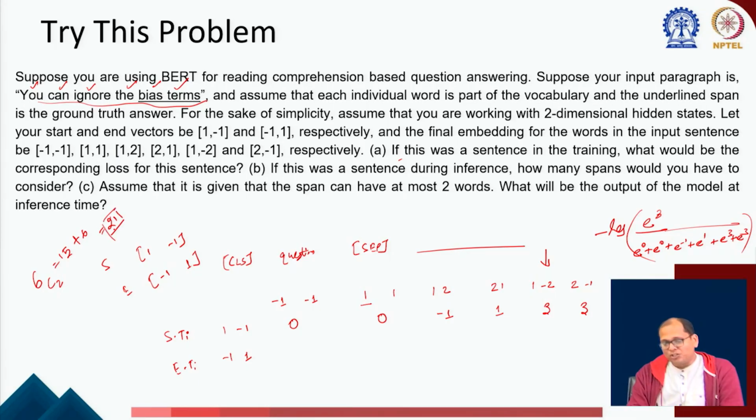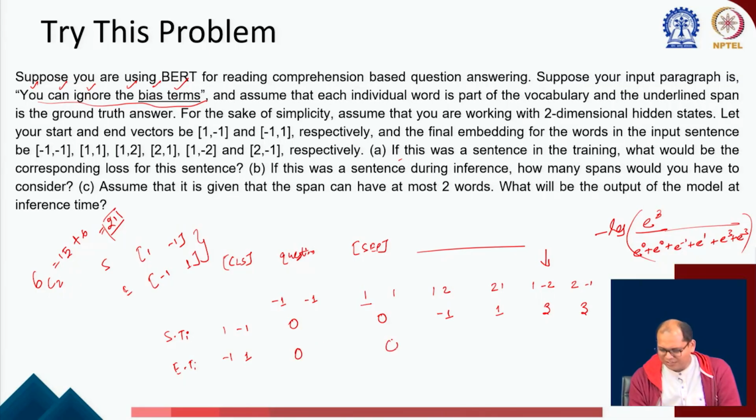Assume that it is given that the span can have at most 2 words. What will be the output at inference time? That means you can have either a one-word span or a two-word span. In this case, your start and end vectors are negations of each other. So if you take E just as minus S, then E dot Ti will be just the negative of this.